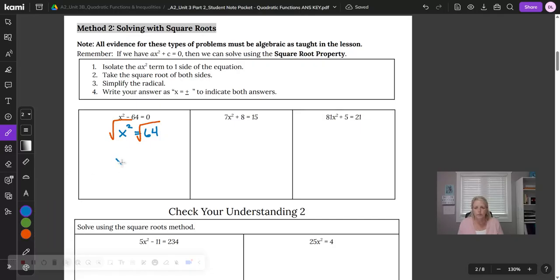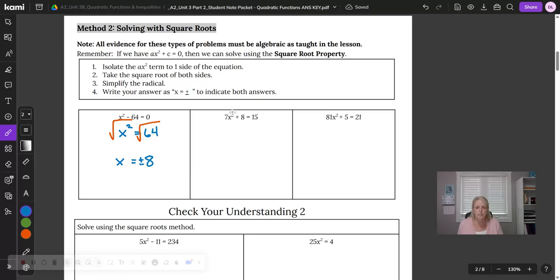The square root of x squared is x, and then the square root of 64, be careful with this, because what we're saying is the number that we choose, and most of you probably already have 8 in your mind, is this number times itself equals 64. Now don't forget, it could also be negative 8, because negative 8 times negative 8 is a positive. So make sure when you're doing your solutions for square root functions that you add that plus or minus, okay?